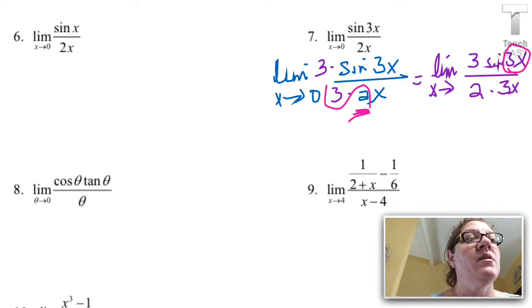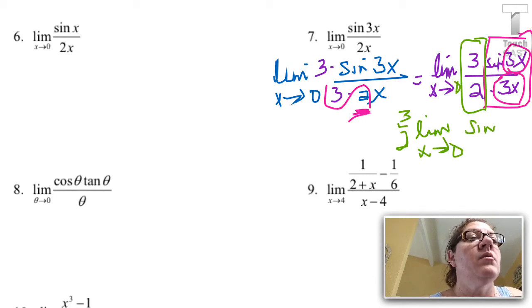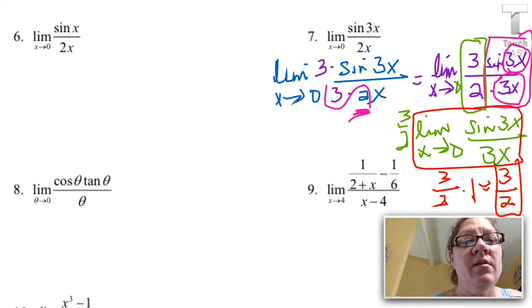And so now these two pieces match, and I know that the limit, if they match, is going to be 1. And then this stuff out in front really just acts like a coefficient, so I can pull it forward. Whoops, I forgot the 0 right there. And so now they match, and I know the value of this is 1. So I have 3 halves times 1, which is 3 halves. Look at how slick that was.